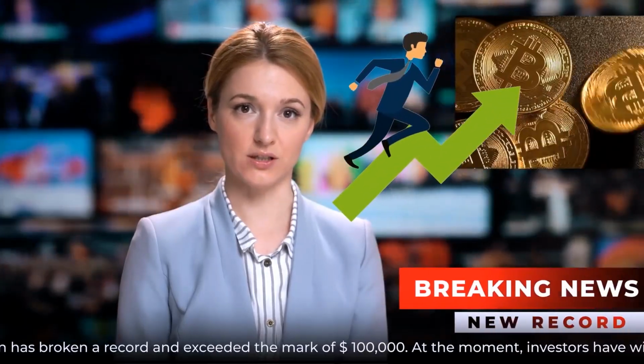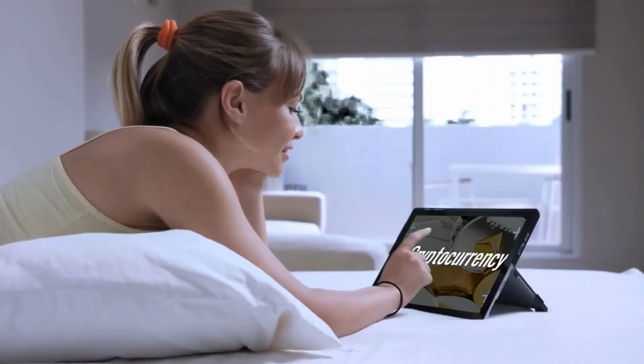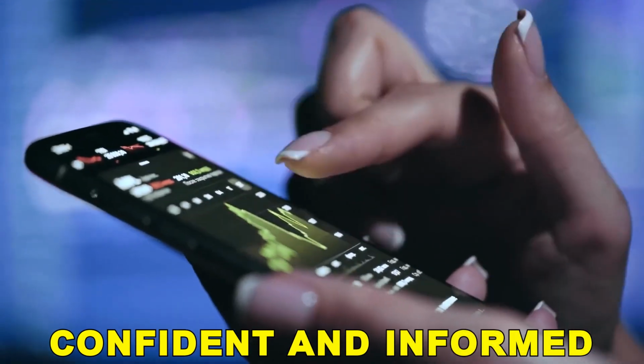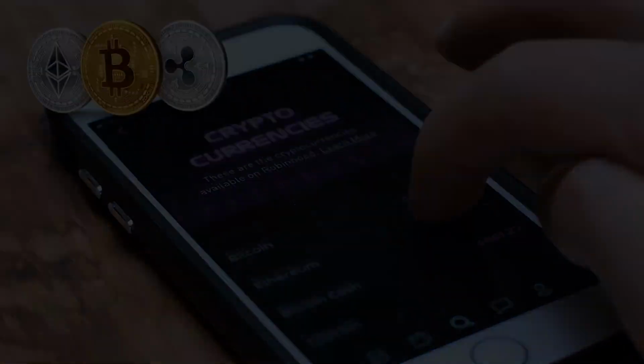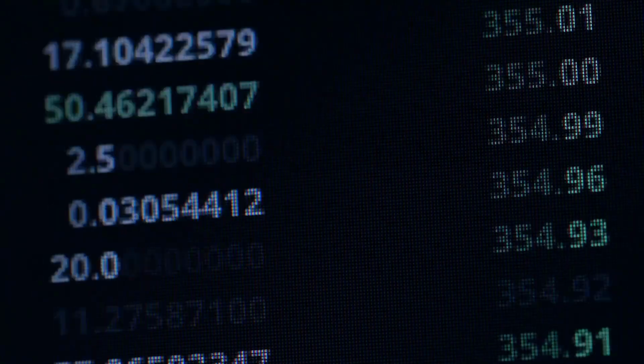In this video, we will help you understand how to start investing in cryptocurrencies. We will walk you through each step, providing detailed explanations to ensure you feel confident and informed. Cryptocurrency is a form of digital or virtual currency that uses cryptography for security.